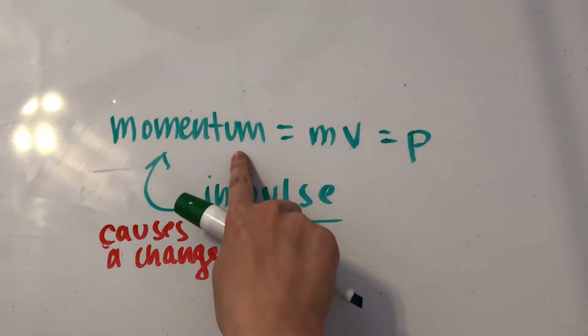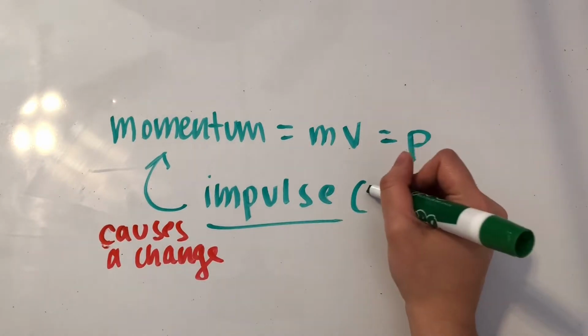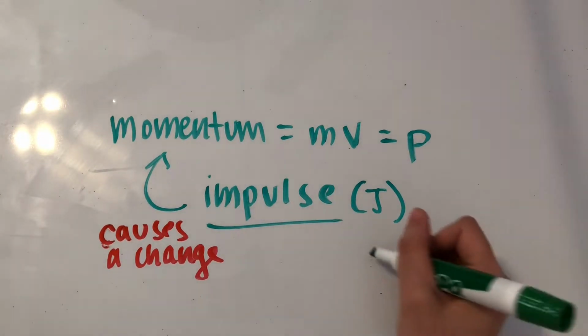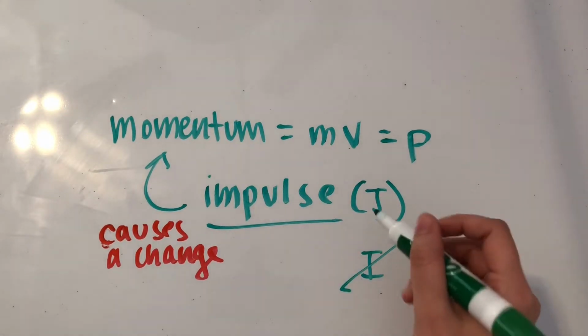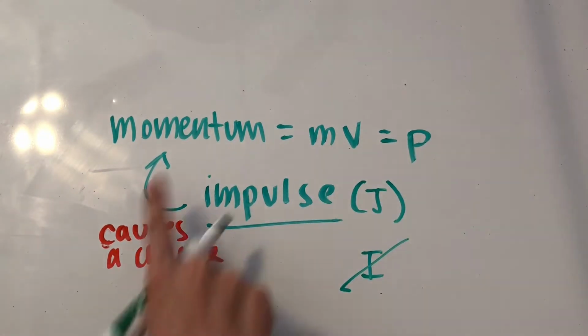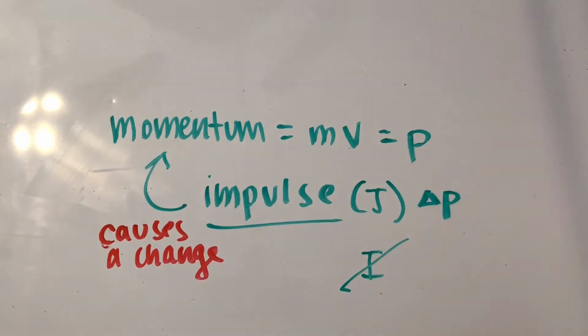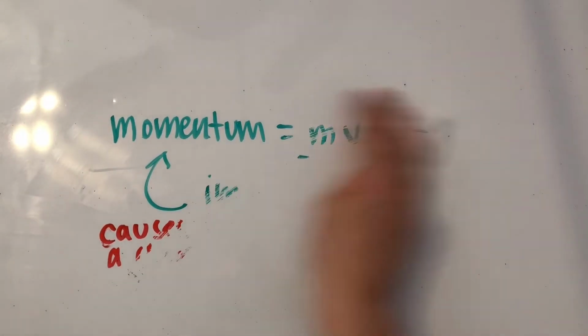And just like momentum has a shortened version, which is just p, we say impulse's shortened version is a capital J. Don't ask me why they chose J, but I know that they already used I for something else, which we're going to learn later. So impulse is equal to J, and it can cause a change in momentum, which change in is of course delta p. But what really is impulse? Well, let's take a look at it this way.